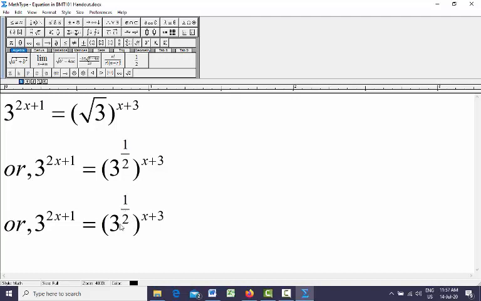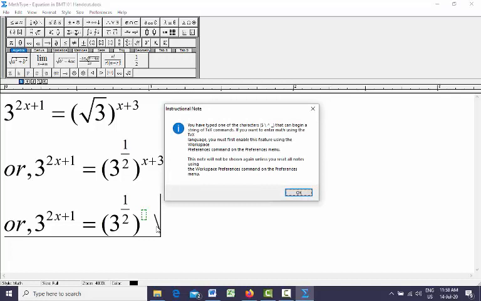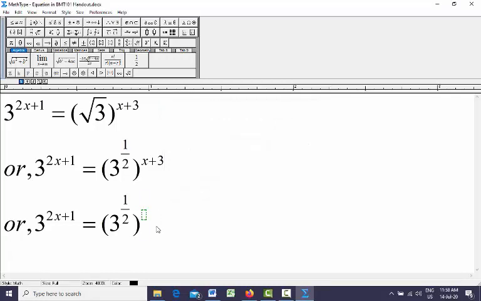Now as you can see, we have a power inside the bracket and we have a power outside the bracket. In such case, as I said before, both the powers will get multiplied by each other. So that means this power inside the bracket will get multiplied by the power outside the bracket, like this way.